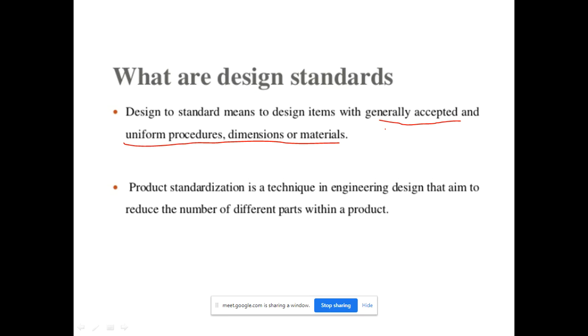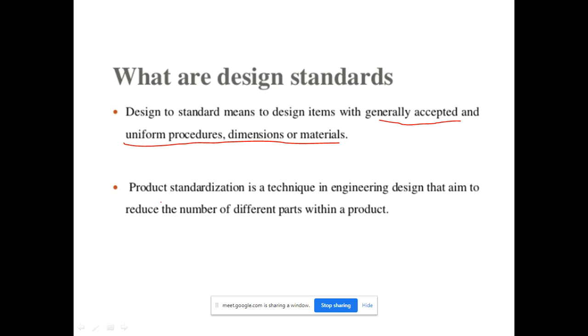Similarly some international standards like ISO, that is International Organization for Standardization. So any part, if it is designed as per the ISO norm, it should be accepted globally. Okay, that means worldwide. So that is the beauty of standardization, that it should follow some same procedure, uniform dimensions and uniform materials. So this is the procedure which is called standardization, that is the design standard.